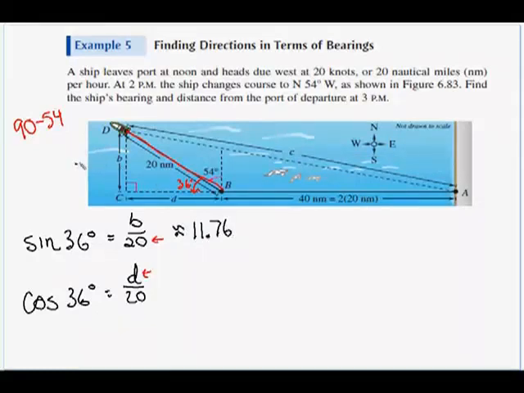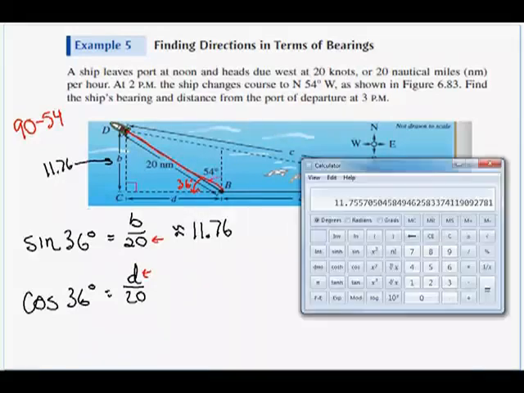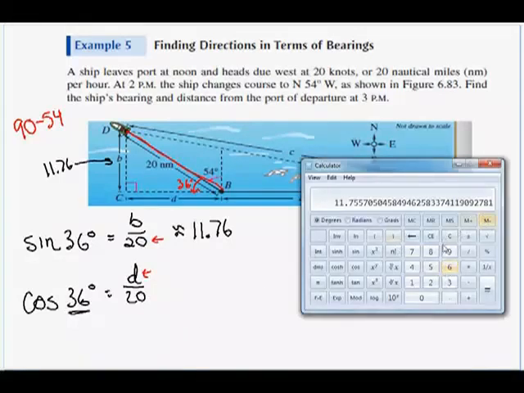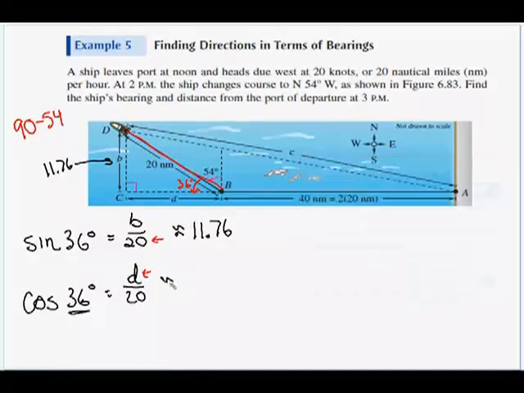So B is 11.76. And now let's find D, the cos of 36 times 20. So let's clear that. The cos of 36 times 20. And that side is 16.2. Let's go 2 decimals, 16.18. So that's approximately 16.18. And that is D, 16.18.